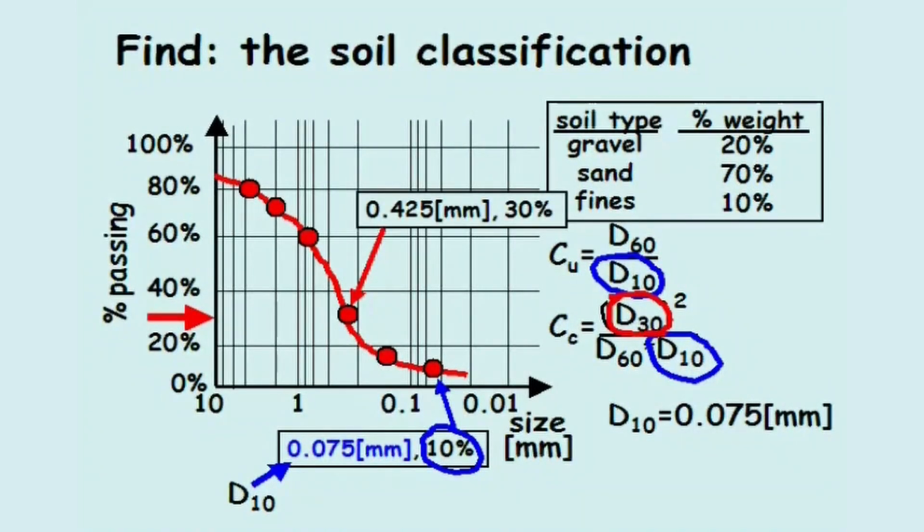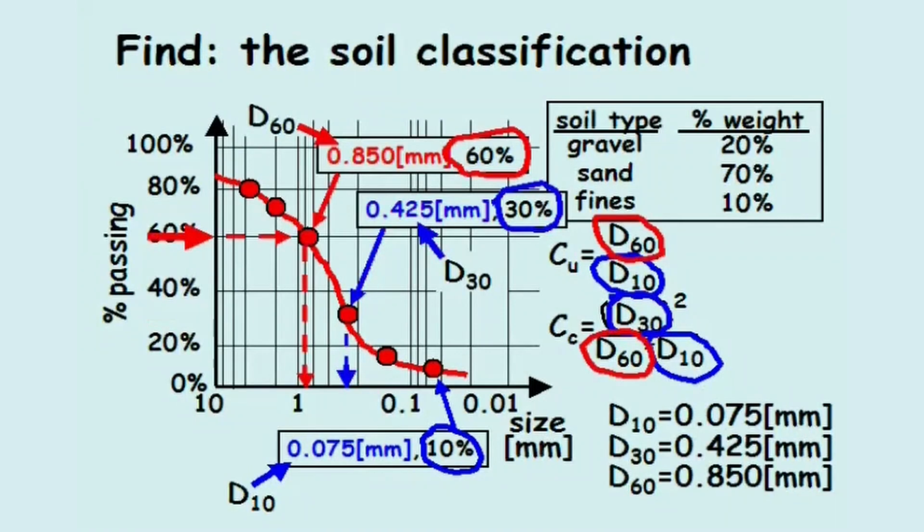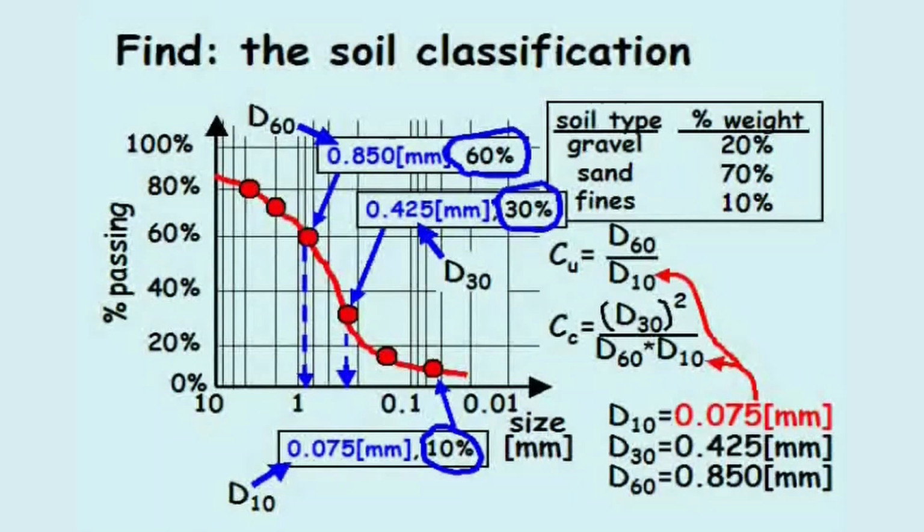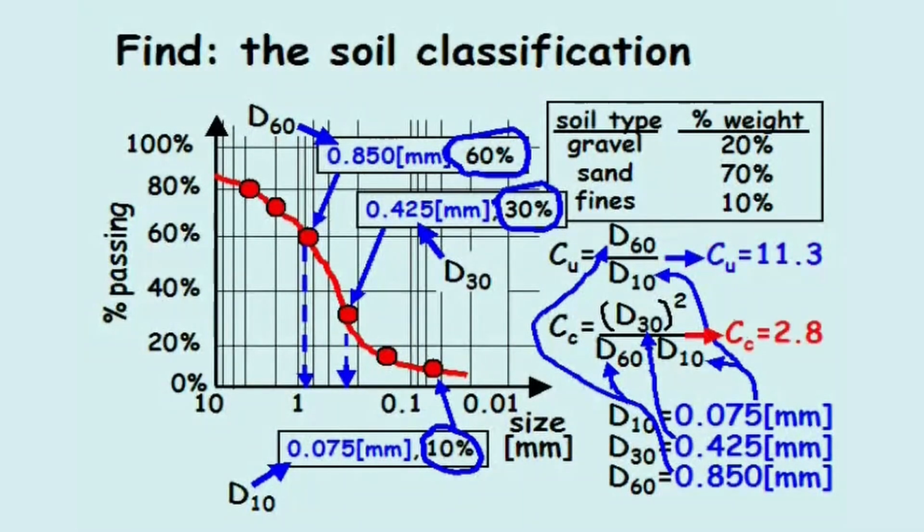Likewise, D30 refers to the diameter at which only 30% of the soil by weight can pass through. The D30 value is 0.425 millimeters, and the D60 value is 0.85 millimeters. The values are plugged into the equations for the coefficients. The coefficient of uniformity computes to 11.3, and the coefficient of curvature to 2.8.